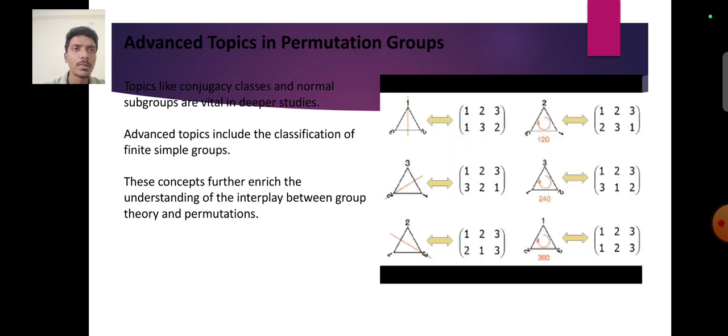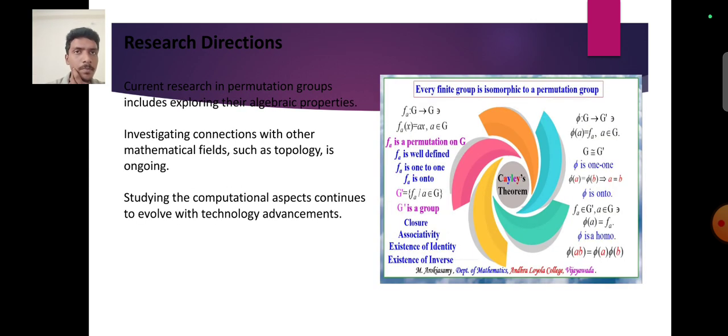Advanced topics in permutation groups. Topics like conjugacy classes and normal subgroups are vital in deeper studies. Advanced topics include the classification of finite simple groups. This concept further enriches the understanding of the interplay between group theory and permutations.